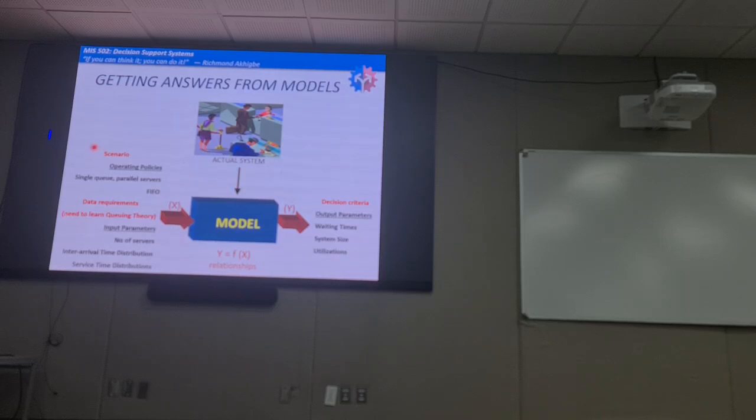Scenario is basically your queue configuration, your queue network. Is it first in, first out? Is it a single queue? Is it parallel queues? Is it queues in series? Is it first in, first out that you follow? So this is called scenario. And then the data requirements are the data that you have collected and the fitted distributions. Okay, so far so good.